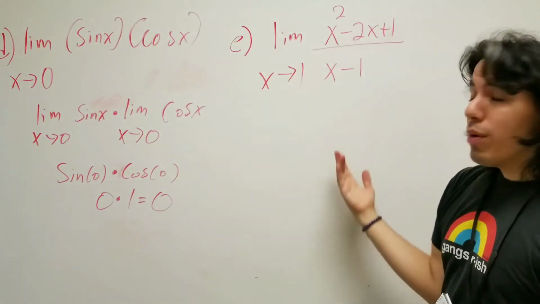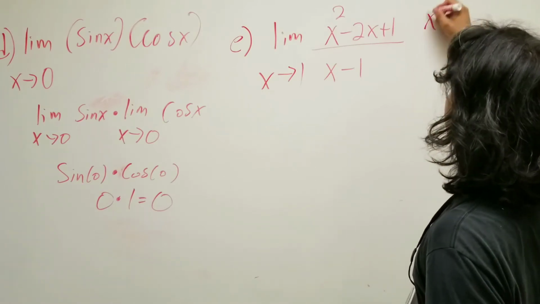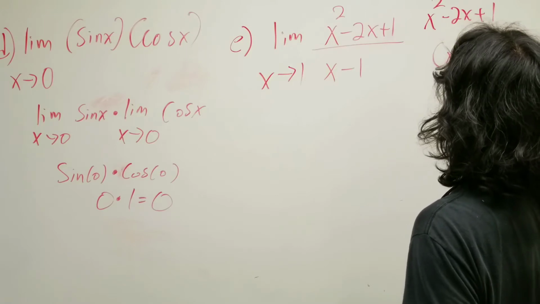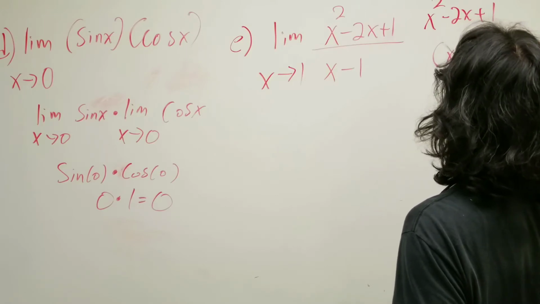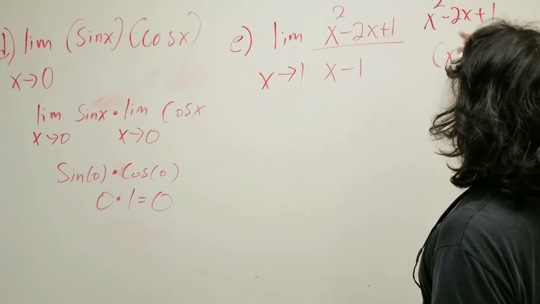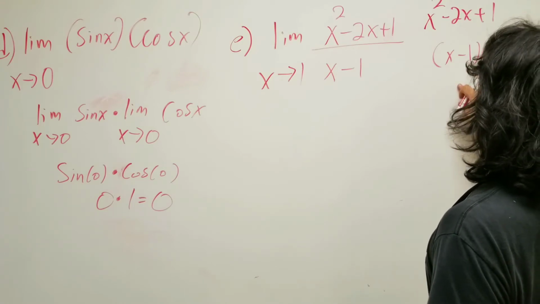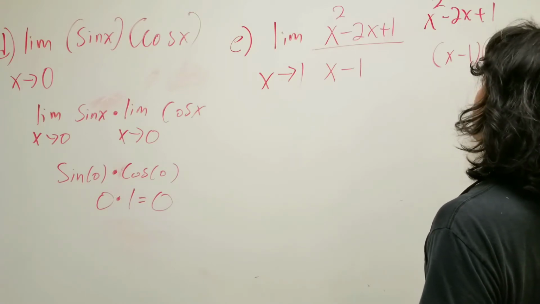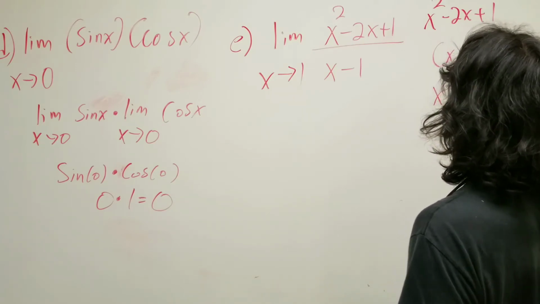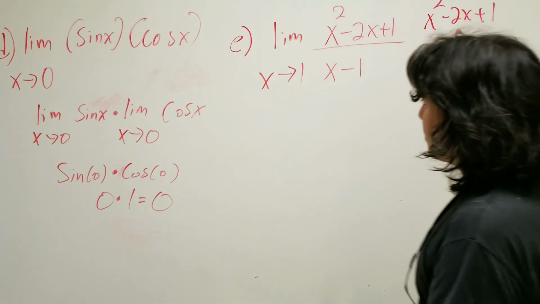So to remedy this, we have to factor the one on top. How do I factor x squared minus 2x plus 1? Well, this is just x minus 1 times x minus 1. x times x gives me x squared. x times negative 1 is negative x, and negative 1 times x is another negative x. So you combine these two and we still get negative 2x.